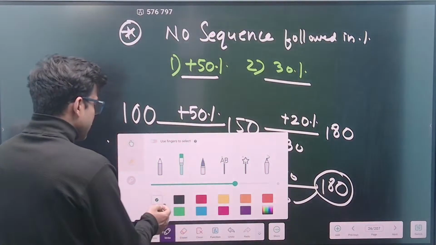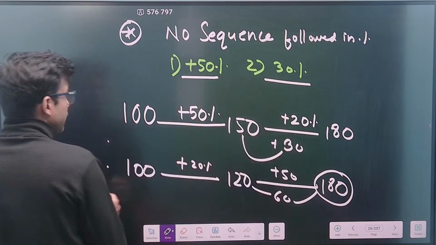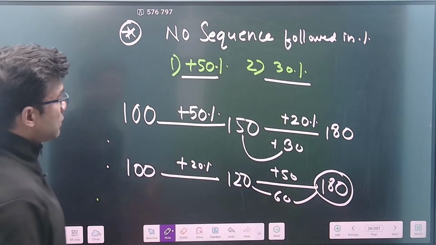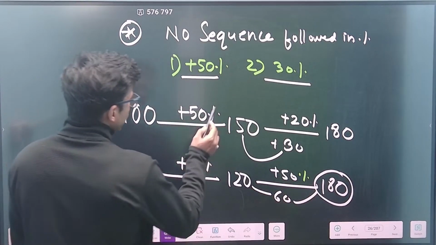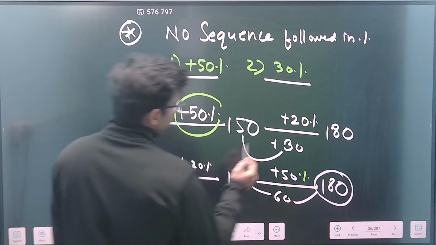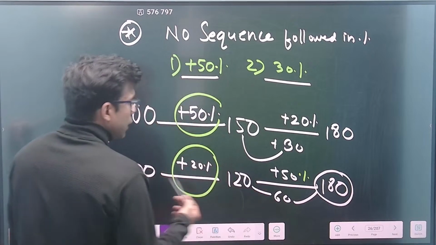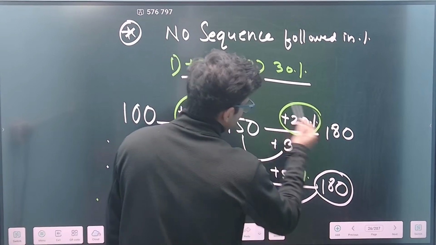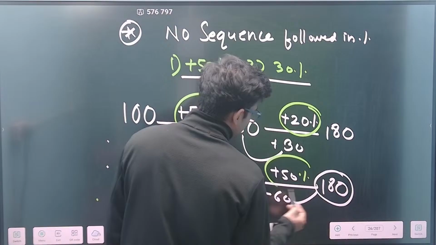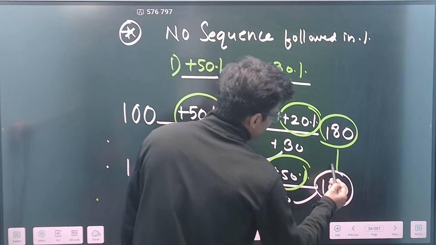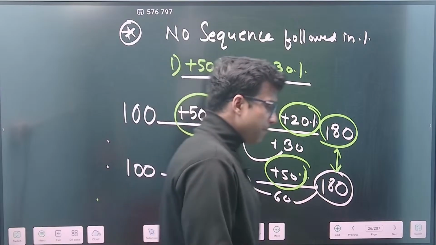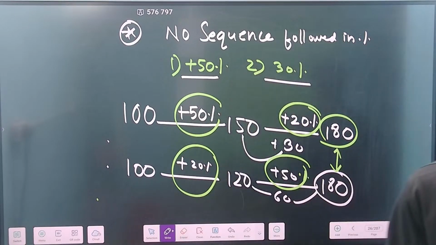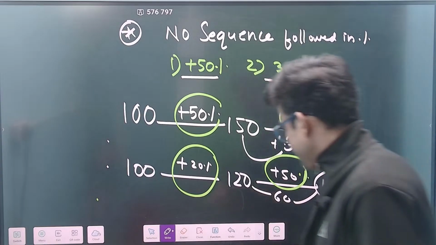So the logic is that if you do 50% first or if you do 20% first, whichever you do second or last, they are not impacting my result. See, you can see everyone, the result remains the same, 180 and 180.